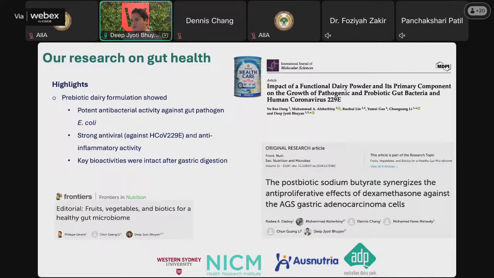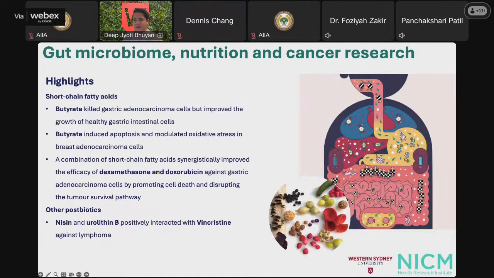And similarly, what we have found through Radwa's research is that when you use short-chain fatty acids like butyrate, it improves the number and the growth of human intestinal cells. And that is quite obvious because short-chain fatty acids, especially butyrate, serve as the primary energy source for colonocytes in our gut. So it makes sense that it was able to improve the growth of human intestinal epithelial cells, but at the same time, it was actually killing the gastric adenocarcinoma cells. So it is quite selective when it comes to its activity. So yeah, this is what some of our highlights are.